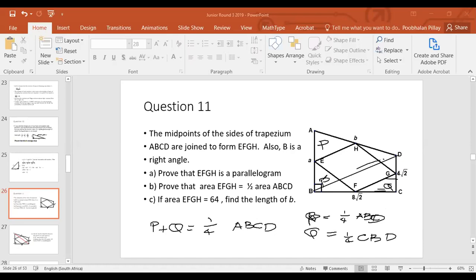And if you call this area R and this area S, for exactly the same reason, R plus S is also another quarter. So when you add the four corners, you get a quarter of the area of the trapezium plus another quarter. So these four corner areas add up to half the area of the trapezium. Therefore the remaining part would be half the area of the trapezium. That is what we are asked to show here, that the area of this parallelogram is half the area of ABCD.